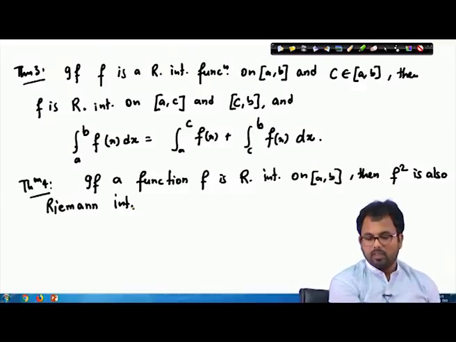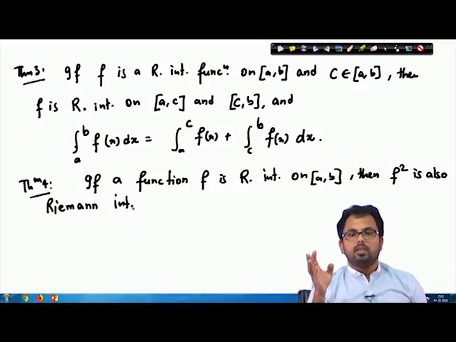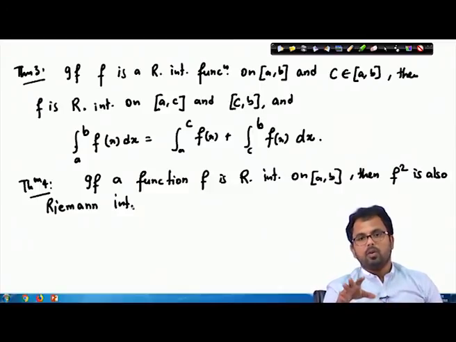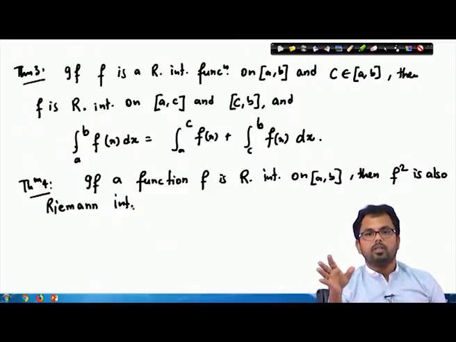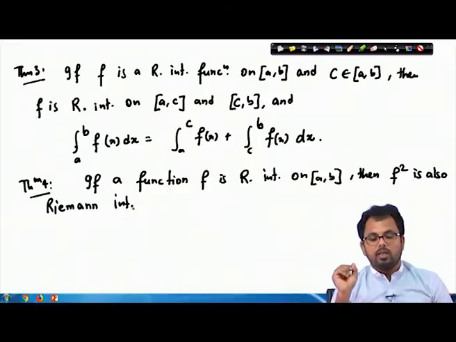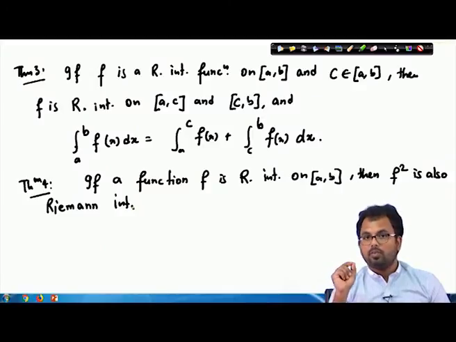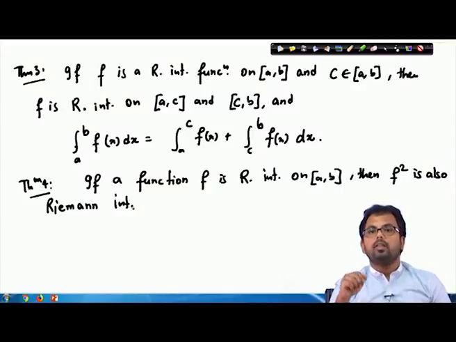So we have seen how Riemann integrability connects with the Riemann sum, and how it is connected with the definite integral. We also saw the necessary and sufficient condition for a function to be Riemann integrable, and some properties associated with Riemann integrable functions. So we'll stop this lecture here, and in the next class we will continue with the properties of Riemann integrable functions. Thank you.